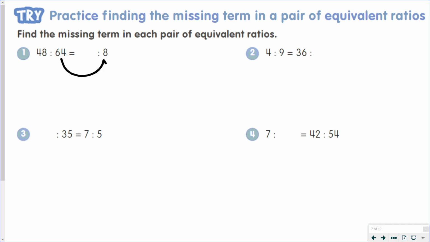To get from 64 to 8, we have to divide by 8. So 48 divided by 8 is 6. To get from 4 to 36, we have to multiply by 9. So we take 9 times 9 to get 81. 5 goes with 35, and we have to take 5 times 7 to get 35. So we take 7 times 7 to get 49.